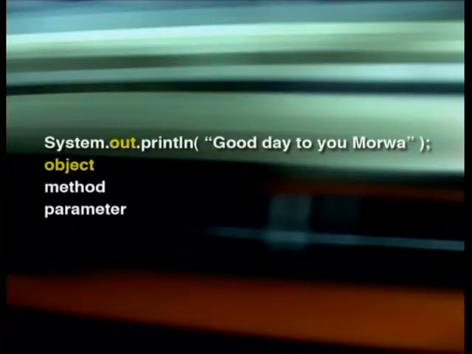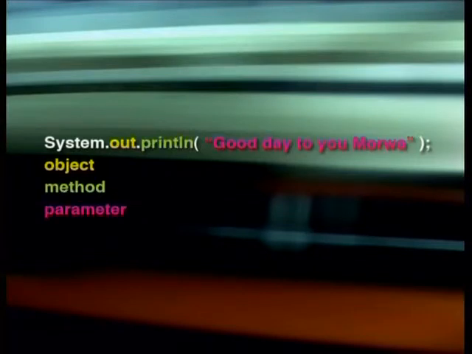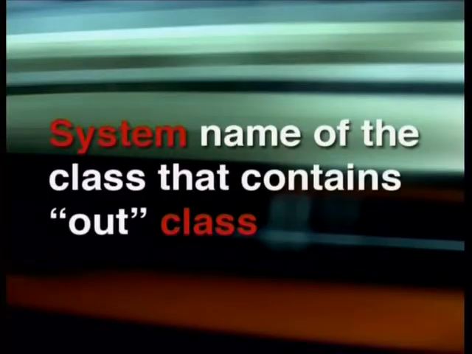So, we know that out is an object, println is a method, and the message "Good day to you, Morwa" is a string, but it's also the parameter of the method. What is System? The word System is the name of a class that Java provides for us. As I've already said, Java has a large library of classes that we can use in our programs, and they're all part of that JDK that we downloaded.